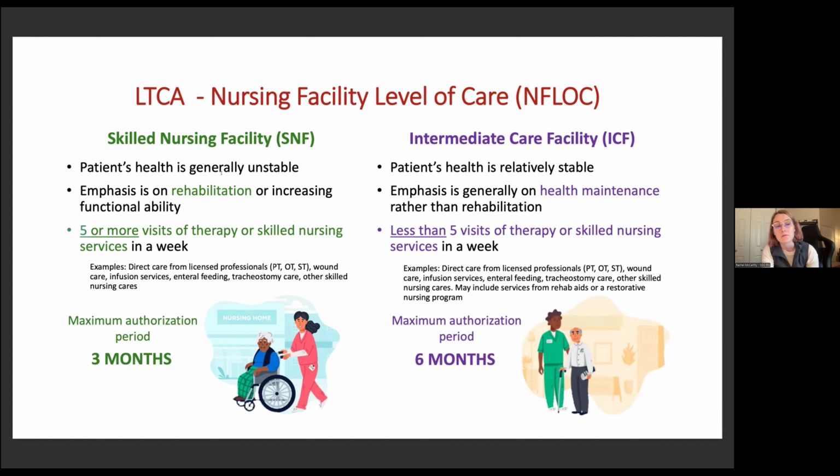If the person doesn't have skilled needs, but you're still trying to help them get into a long-term care facility, you're going to ask for intermediate level of care. So the person's going to have less than 5 skilled services per week. The maximum auth period is 6 months. The main difference between these two, besides the frequencies and the maximum authorized period, is that with skilled, they're qualifying for placement based on those skilled needs.